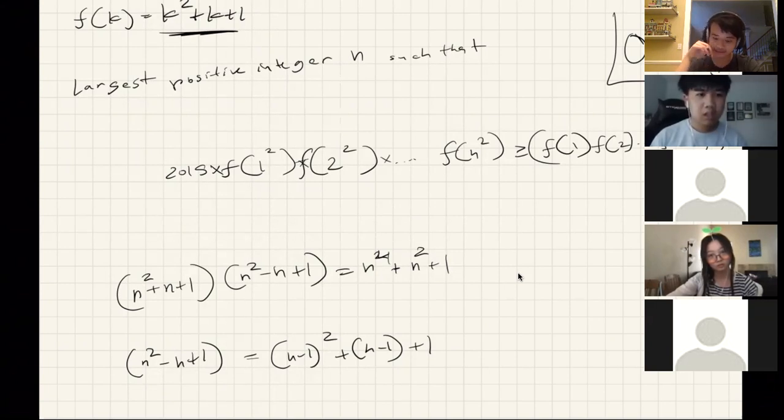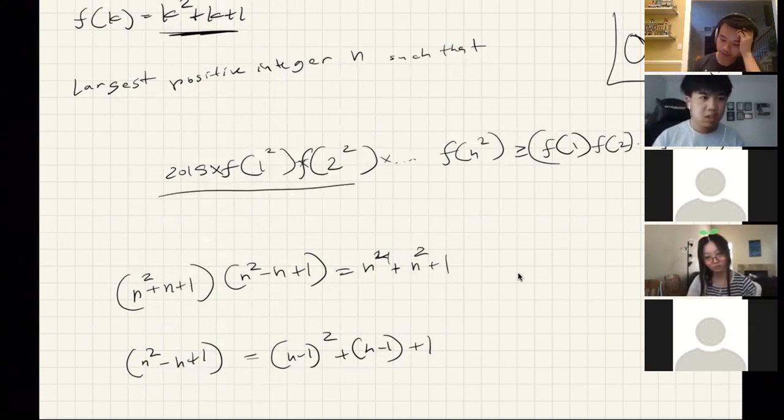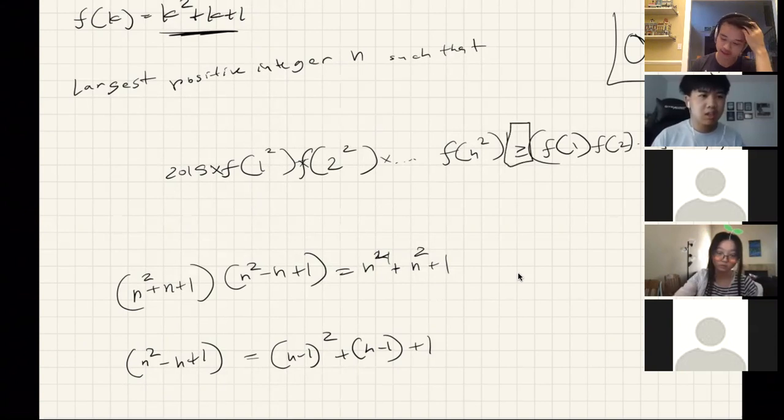You want to find the largest positive integer n such that this side is greater than or equal to the square of f of 1 times f of 2 times all the way up to f of n. Okay, so this problem is a little bit scary, right? Because first of all, this inequality sign is a little bit annoying. It's a little bit weird. You don't see inequality signs a lot.